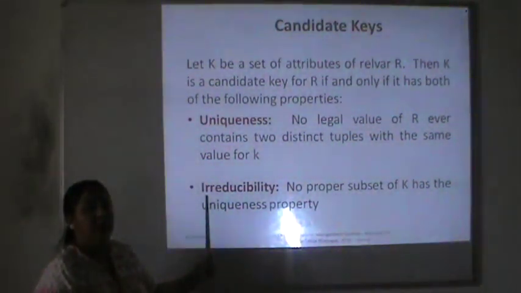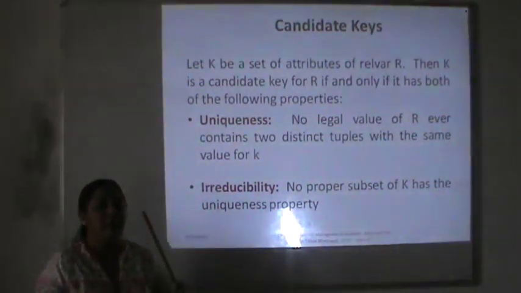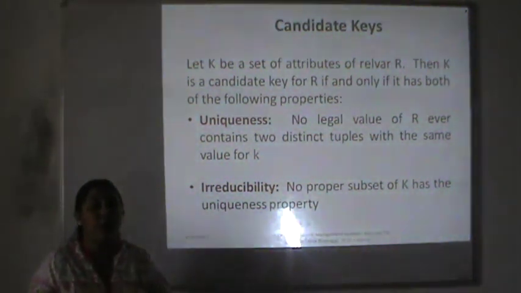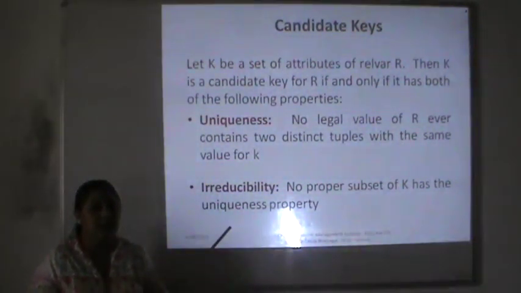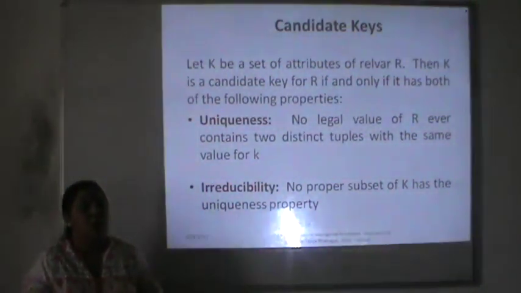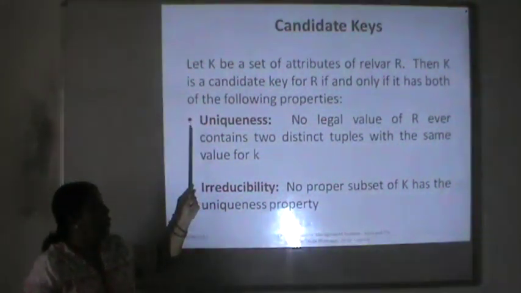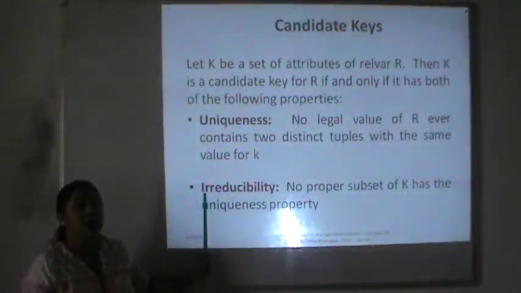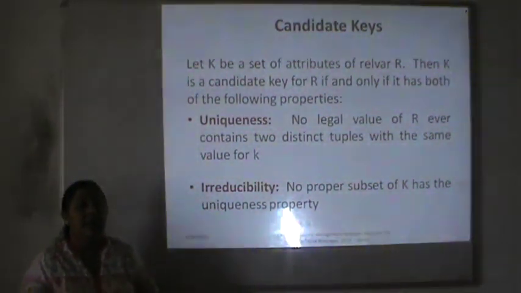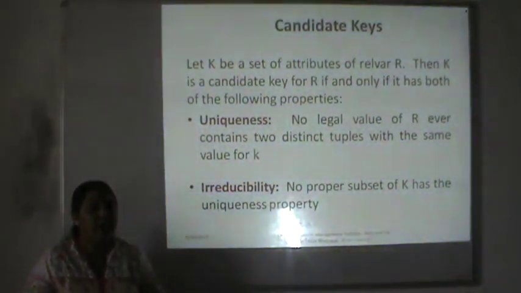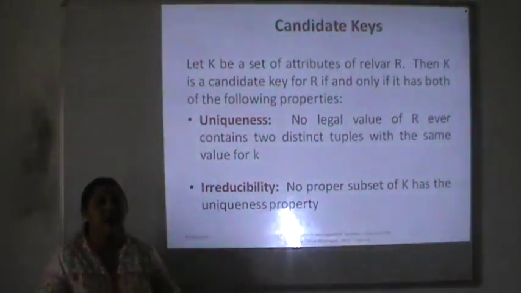It is irreducible, meaning no subset of a candidate key can be a super key. It means that a super key whose subsets are not super keys is called a candidate key. So a candidate key has two properties: uniqueness and irreducibility. That is why we say that a candidate key is the minimal super key. When we say minimal super key, it means that it is a super key and no subset of it is a super key in itself.